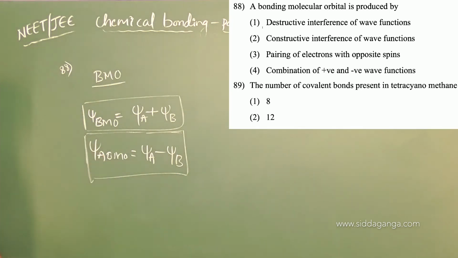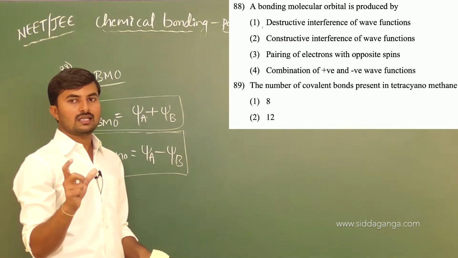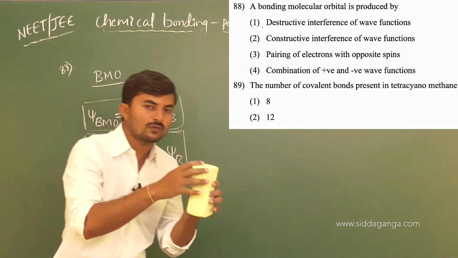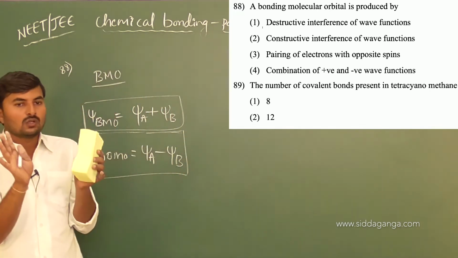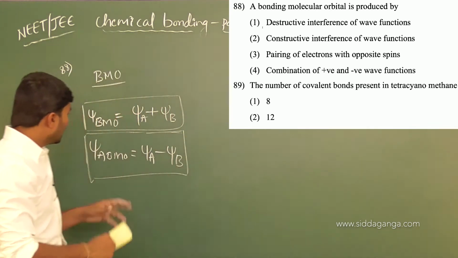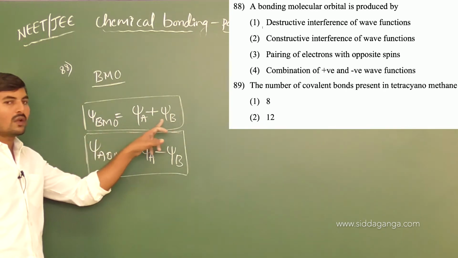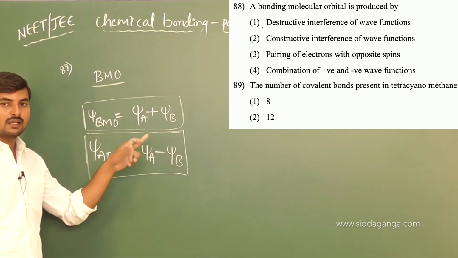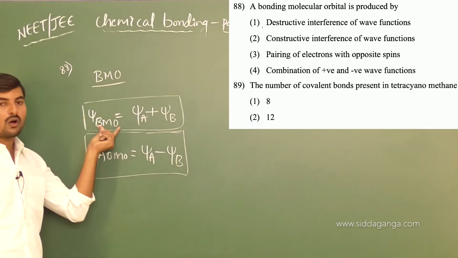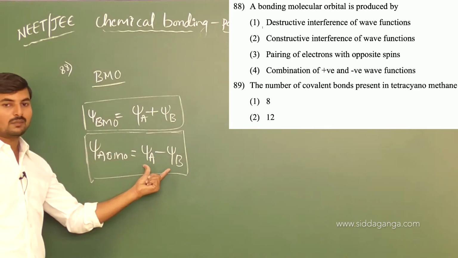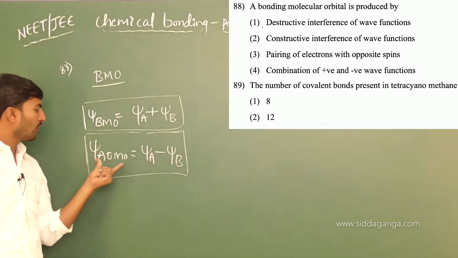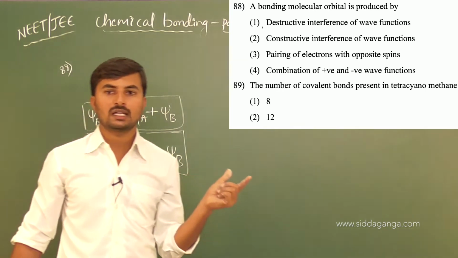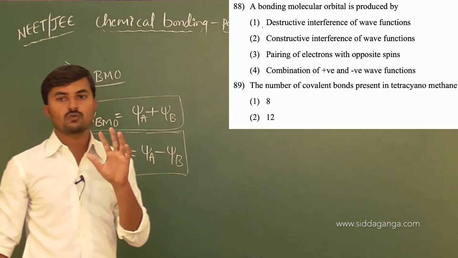What is the question that is given here? A bonding molecular orbital is produced by, whether BMO is produced by the constructive interference of 2 waves or destructive interference of 2 waves. No doubt BMOs are formed by the constructive interference between the 2 waves. Positive overlap between the 2 waves results in constructive interference, which results in the bonding molecular orbital. If it is opposite, that means destructive interference, that leads to the formation of ABMO. So which is the correct option here? Option 2 will be the right one, that is constructive interference of 2 wave functions.